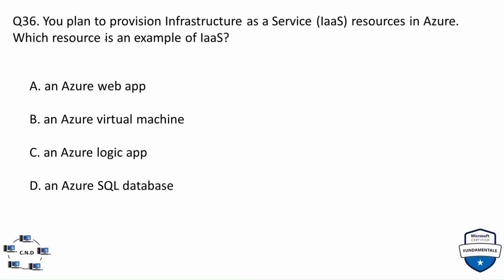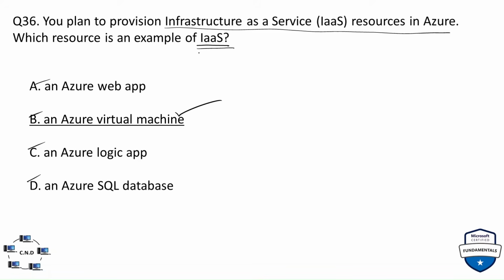Question number 36 is that you plan to provision infrastructure as a service resources in Azure. Which resource is an example of IaaS, or infrastructure as a service? And the options are A, an Azure web app, B, an Azure virtual machine, C, an Azure Logic App, and D, an Azure SQL database. And the correct option is an Azure virtual machine.